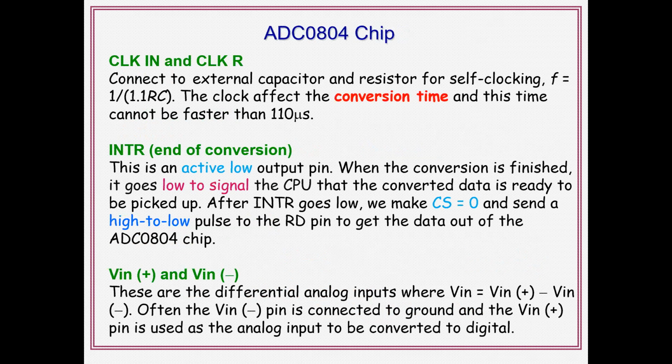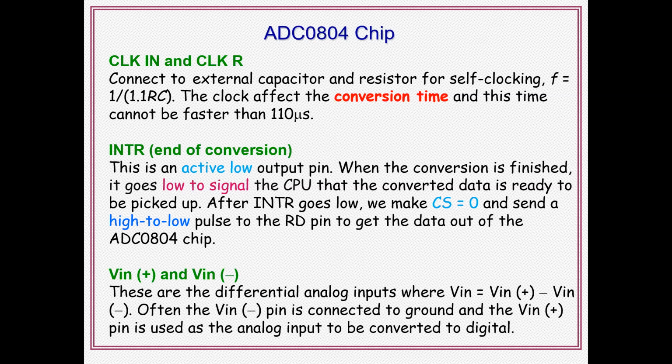And next one is clock in and clock out. These are connected to an external capacitor and resistor for self clocking. Here frequency equals 1 by 1.1 into RC. The clock affects the conversion time, and this time cannot be faster than 110 microseconds, because the ADC 0804 minimum requires 110 microseconds to convert analog to digital data.